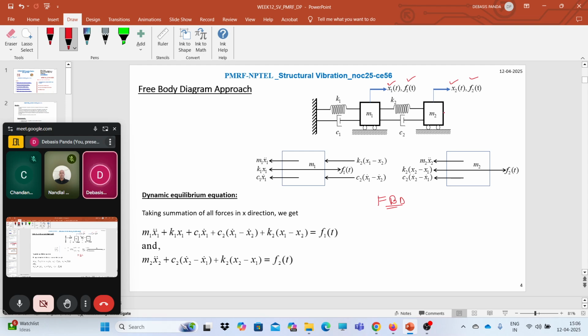Now we need to formulate the equation of motion. So what do we need to do? We need to make the free body diagram. So first we cut this section with respect to m1 and m2, and all these forces and the relative displacements we have figured out, and from these two masses we have found two equations.